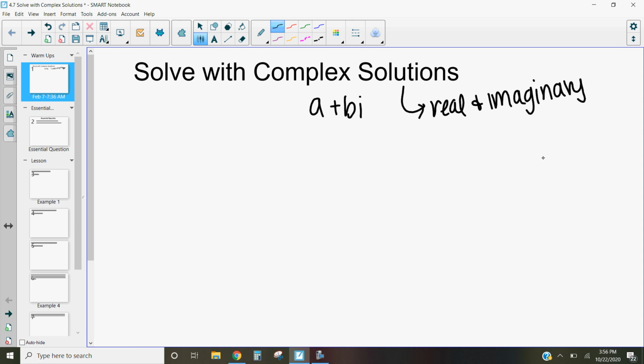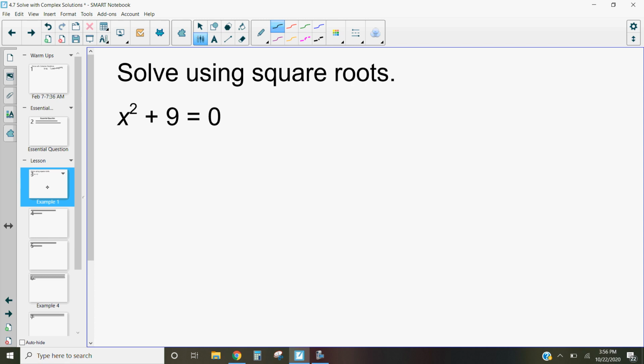So in this video, we're going to talk about how we can solve for complex solutions when we use square roots to solve quadratics, when we use completing the square, and when we use the quadratic formula. You're going to notice how they're all very similar. I'm just going to do one example of each so you can see this is how we would do it and then move on from there. So let's start by taking a look at how we would solve using square roots.